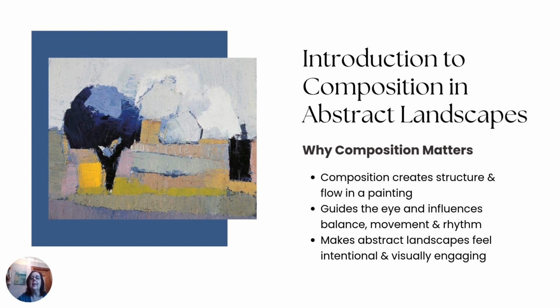Composition in abstract landscapes isn't about copying reality, it's about organising space in a way that feels engaging and intentional. Balance keeps a painting from feeling chaotic or disjointed. Movement directs the viewer's eye through the composition, and rhythm creates energy and cohesion. As we explore these elements further, consider how you can use composition to create landscapes that feel both structured and expressive.